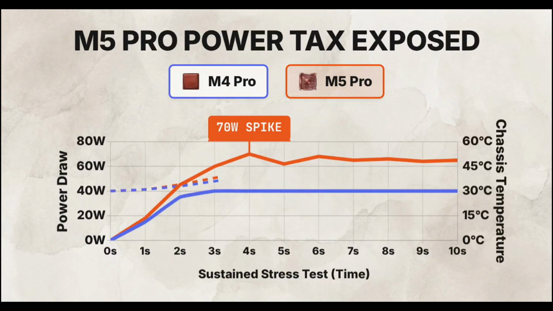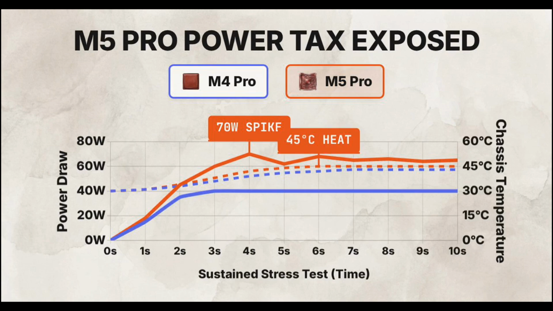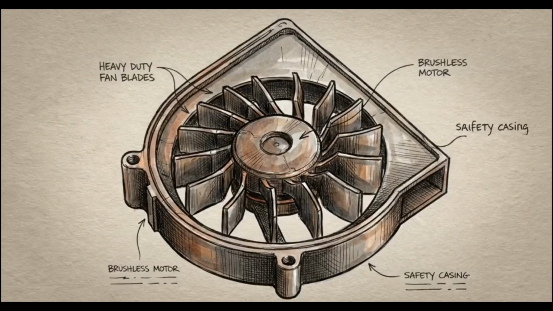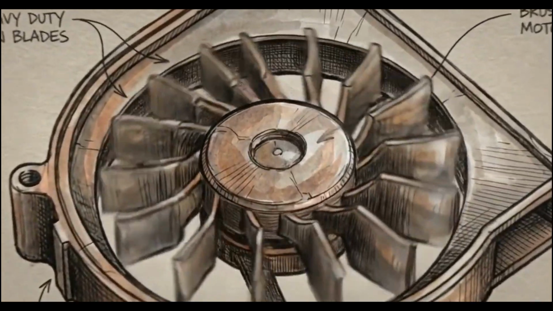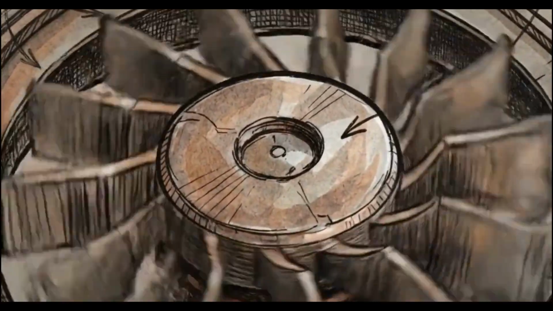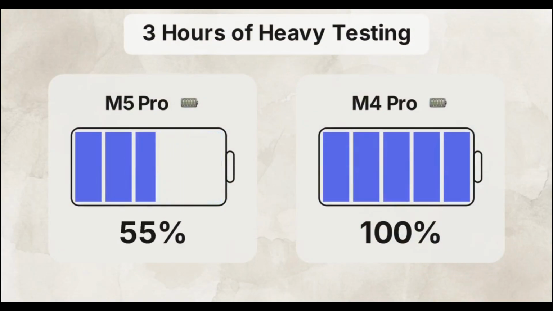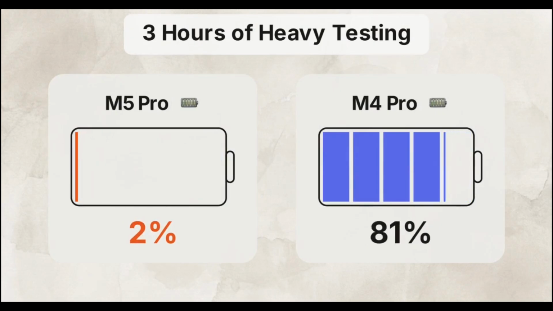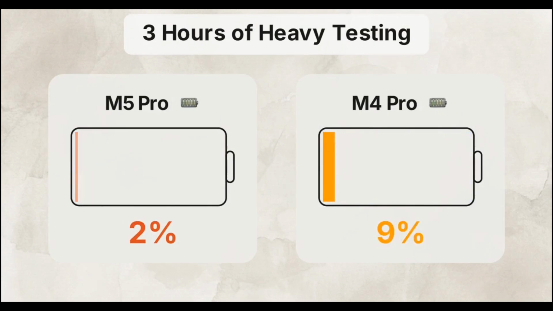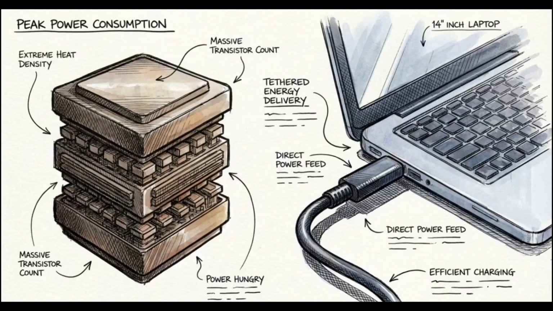The temperature axis shows the result of that 70-watt draw. The M5 Pro chassis reaches 45 degrees Celsius, making it noticeably hotter than its predecessor. This intense heat triggers thermal throttling. Throttling is a safety mechanism where the processor slows itself down to prevent the internal components from melting. After 3 hours of heavy testing, the M5 Pro's battery dropped to 2%. Under the same load, the M4 Pro was still at 9%. By deleting the efficiency cores, Apple has sacrificed mobile battery life to achieve desktop-level processing speeds.